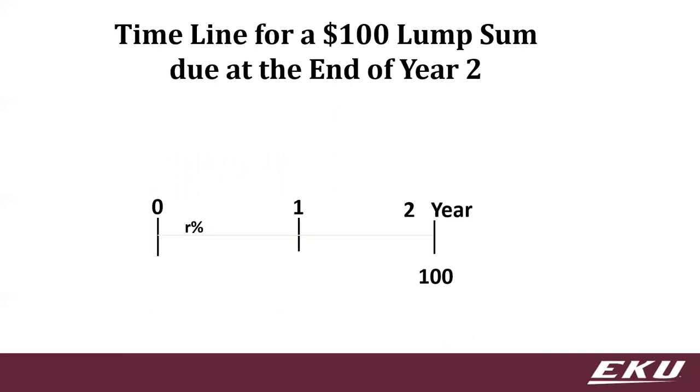And this is to show, if you're going to get $100 at the end of year 2, then this is how we would write that. We would take this $100 and we would need to discount it to period 1 and then all the way back to period 0. The discount rate we're going to use for that is that R.